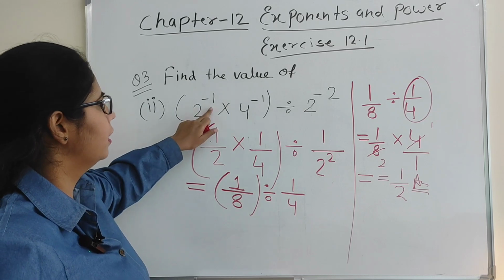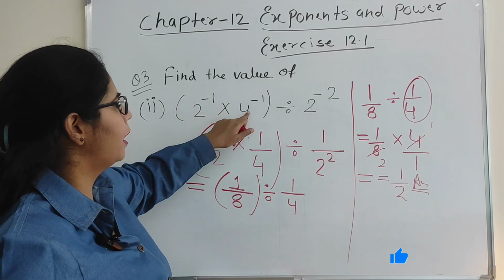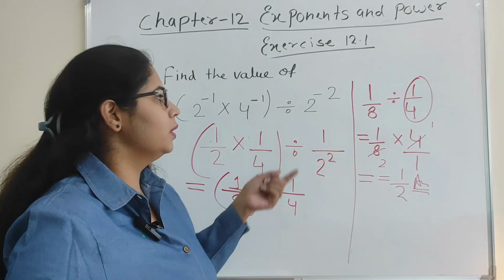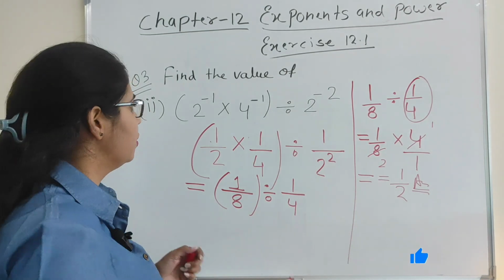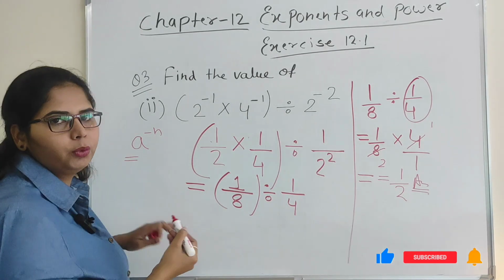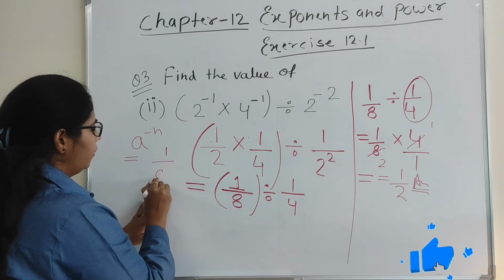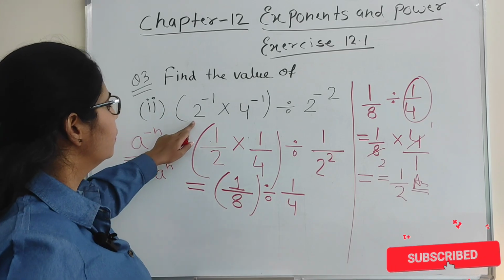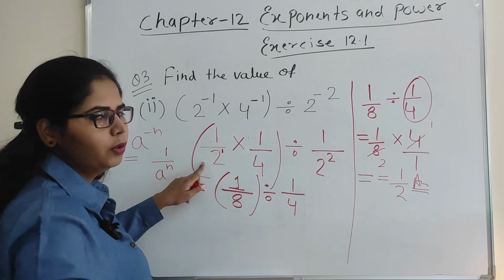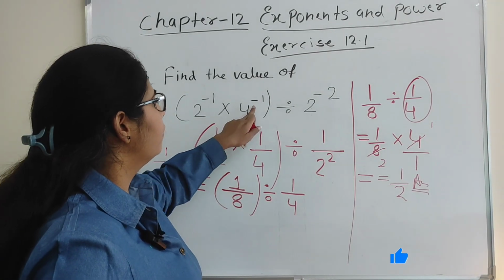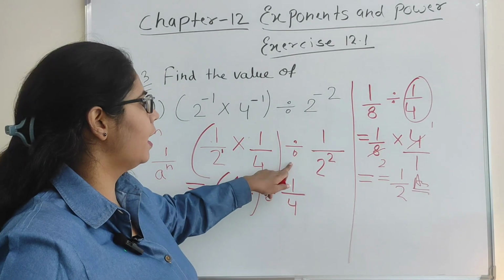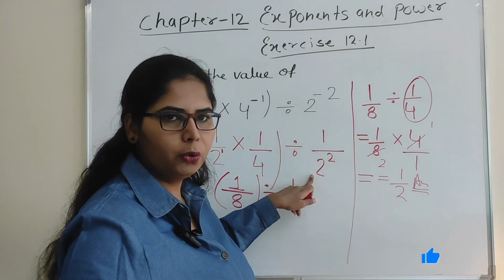One more time we can recall this. The question is 2 to the power negative 1, which is multiplied with 4 to the power negative 1. This whole thing is divided with 2 to the power negative 2. You have seen in this first exercise which law is continuously used: a to the power negative n. Don't forget how we can write it: a to the power negative n is 1 upon a to the power n. So 2 to the power negative 1 is 1 upon 2 to the power 1, which will give you 2 only, into 4 to the power negative 1. I can write it in the form of 1 upon 4, which is divided by 1 upon 2 square.